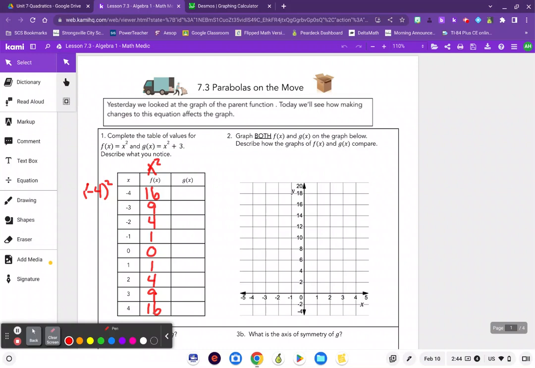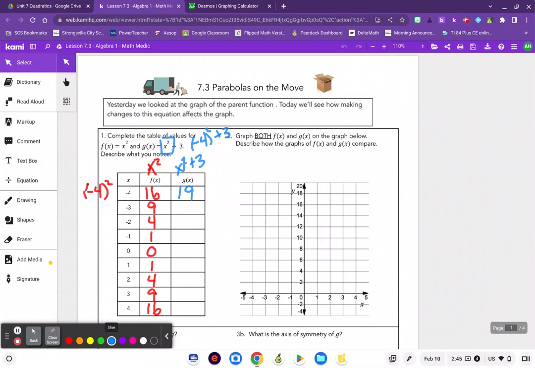But now it says to complete the table for the g function, and the g function is this x squared plus 3 function. Well, what I notice is that I have the parent function x squared, and then I have plus 3 at the end. So let's think about this. If I substitute -4 in, I'm going to have -4 squared. I know that's 16. And then I'm going to add 3. So 16 plus 3 is 19.